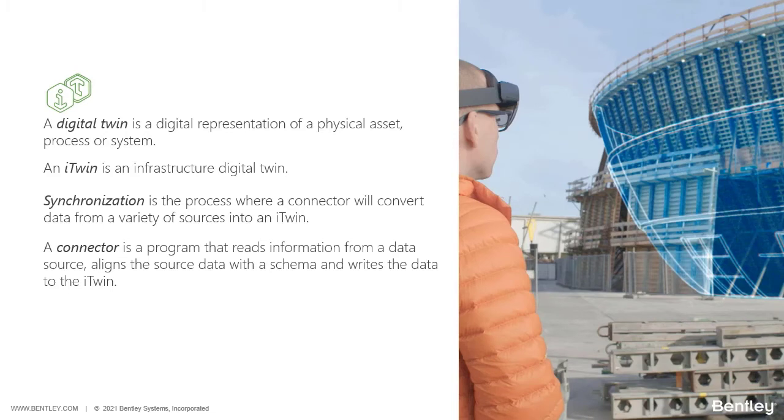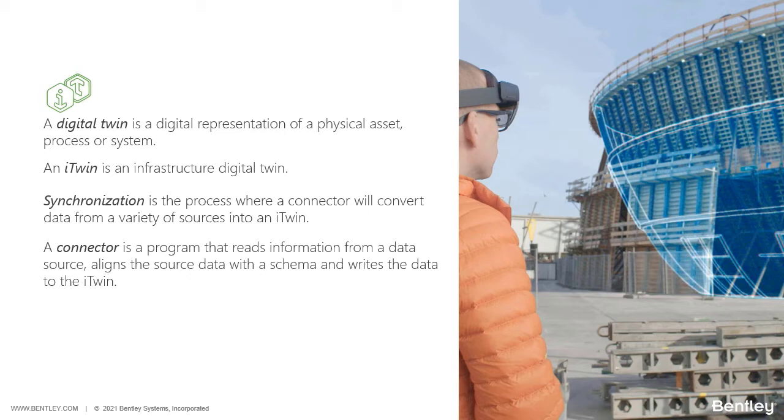Let's get some definitions over with first, and then we can go into our various options on synchronization. Let's start off, what is a digital twin? Basically, it is a digital representation of a physical asset, process, or system. An iTwin is an infrastructure digital twin. Synchronization is where you use a connector to get data from your source application into the iTwin.